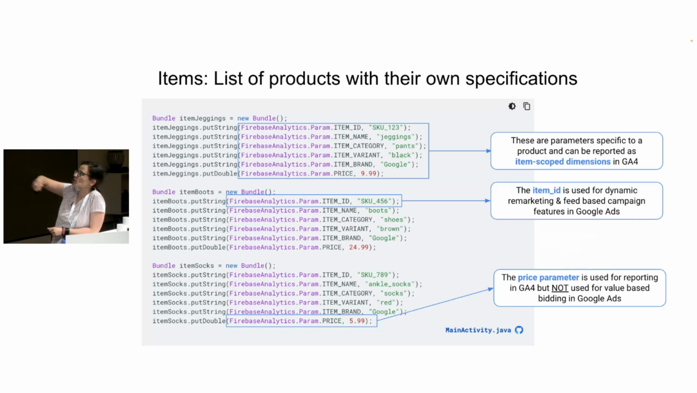Looking here at the items code, we actually see on the screenshot 3 products, okay, jeggings, boots, ankle socks. And these are sample parameters, or in GA4 we call them also item scoped dimensions. Just to mention item ID, you probably are aware of that if you're running already dynamic remarketing. That's obviously pretty important to pass. And also mention that the price parameter on the item level is actually not the parameter that later is used in the campaigns, okay?